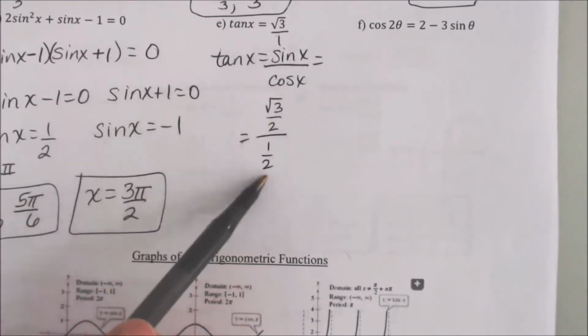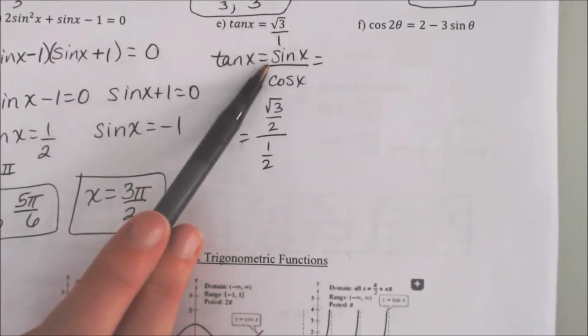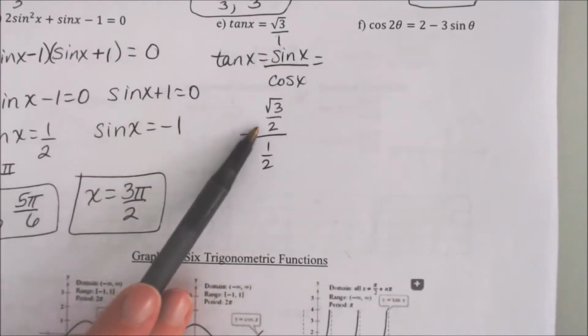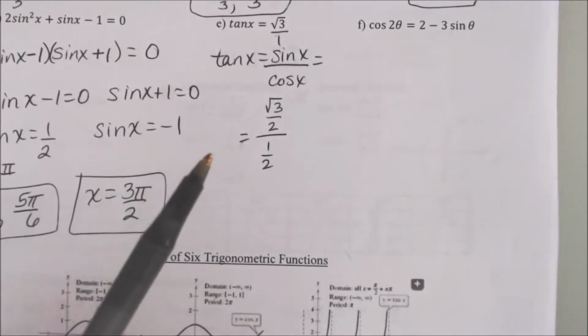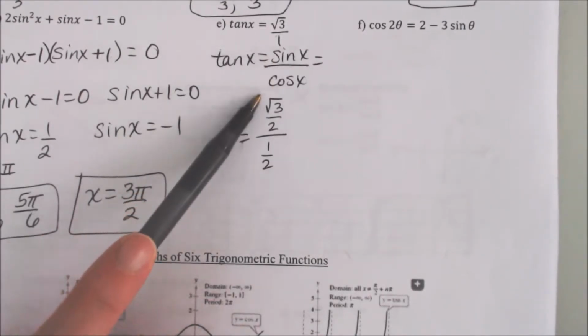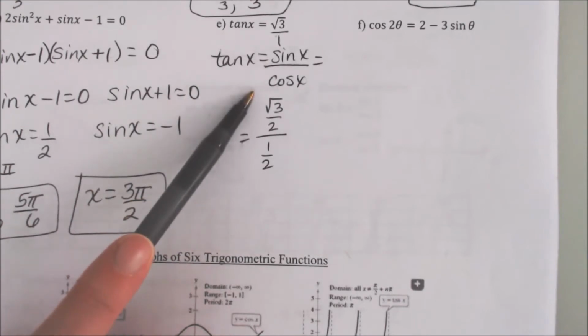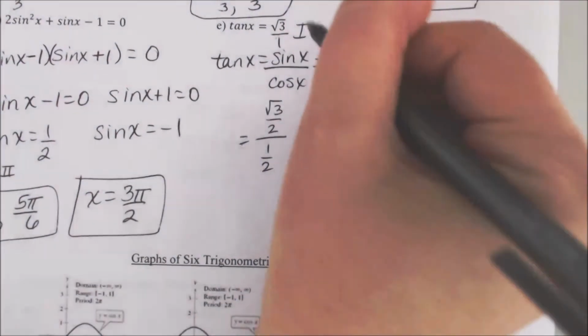So kind of thinking backwards, if I have a location where tangent equals square root of 3, that means the numerator sine has to be square root of 3 over 2. So where does sine equal square root of 3 over 2? First of all, let's talk about the quadrants we're in. It's a positive tangent value. That means the sine and cosine have to be the same sign, either both negative or both positive. So we know we're working in quadrant 1 because they would both be positive there.